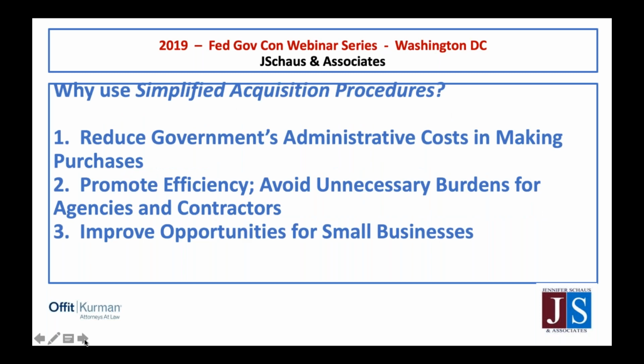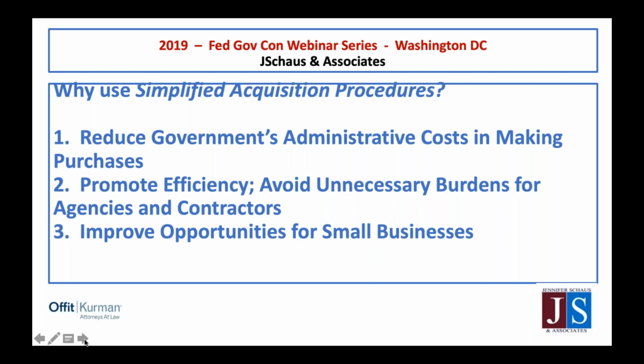So why does the government use them? For some of the reasons that we've already identified. It reduces the government's administrative costs in terms of making purchases. It eliminates more extensive market research that the government would otherwise have to perform before engaging in a procurement. There are fewer requirements on the government in terms of the selection process that it must incorporate, and there's broader discretion involved in terms of making a selection.